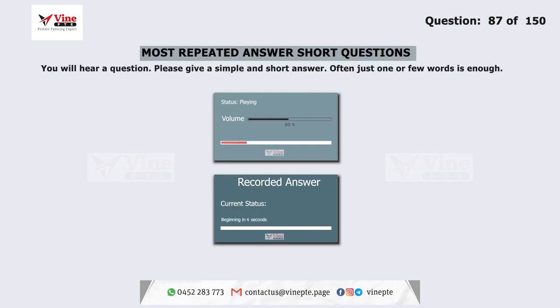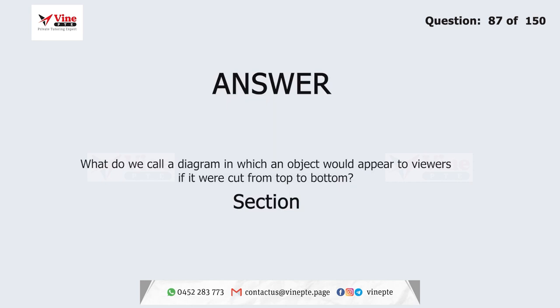What do we call a diagram in which an object would appear to viewers if it were cut from top to bottom? Section.